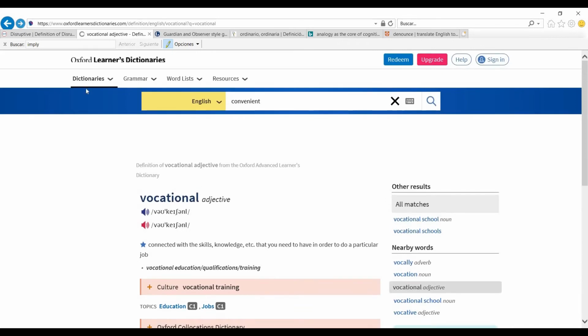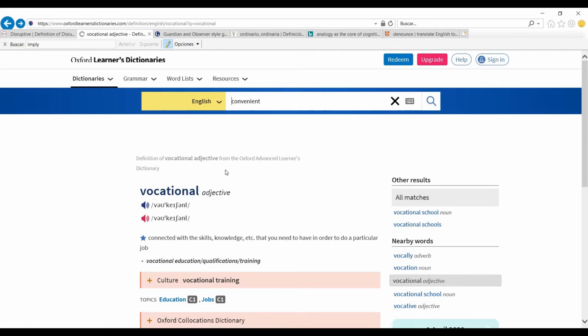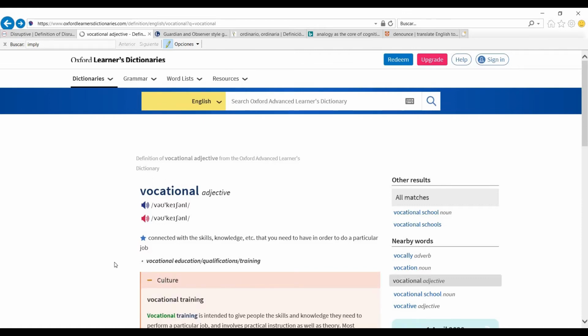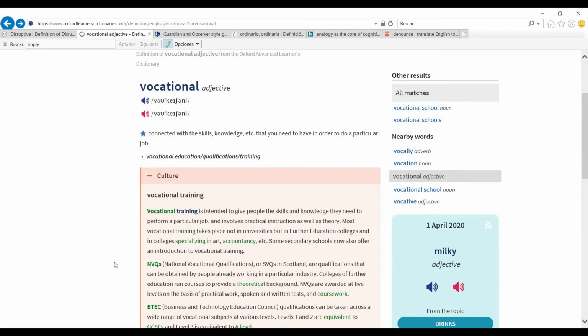Vocational means connected with the skills, knowledge that you need to have in order to do a particular job. So that's why we have vocational education, qualifications, and training. Now, you do know this word vocational, and it looks similar to vocacional, porque ustedes hacen un curso de orientación vocacional. Cuando terminan la escuela tienen que decidir qué van a estudiar. But clearly, though vocational is related to something related to education, it is not un curso de orientación vocacional que me dicen que quiero estudiar.